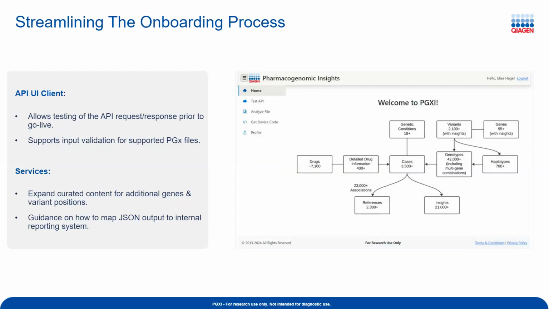We also have a services team that, as Anne was mentioning earlier, will help you expand the curated content in the PGXI KB. For example, if you have any additional genes or variant positions that are currently not supported today in our content or knowledge base, we are more than happy to work with you to expand our curation efforts to include content for these positions. And of course, we can help you and guide you on how to map the JSON output from the API to your own internal reporting systems.